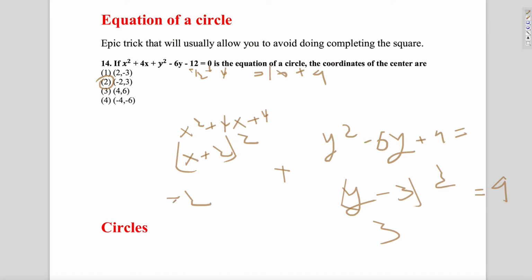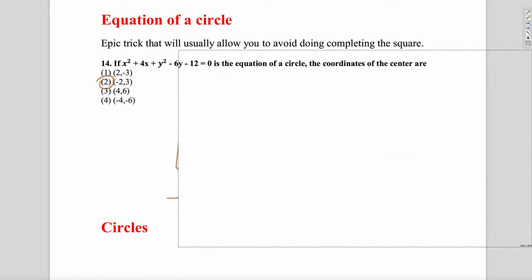Now, a shortcut to do this, okay, a shortcut to do this is just to look at this coordinate divided by 2 and change the sign, negative 2. This one divided by 2, change the sign, 3. Okay, that'll save you the work of having to do completing the square.